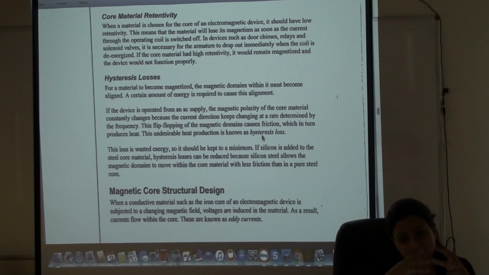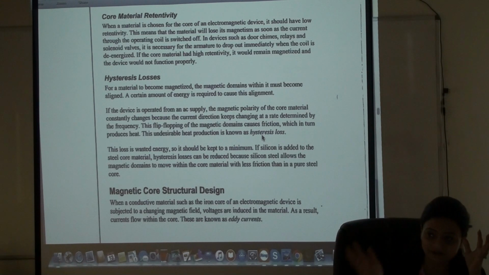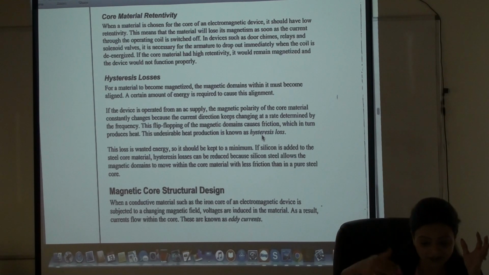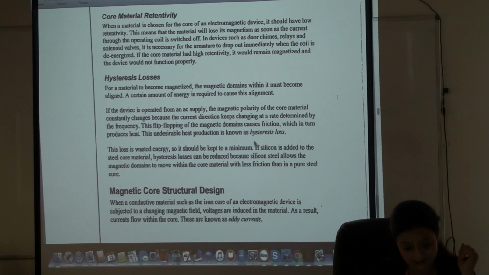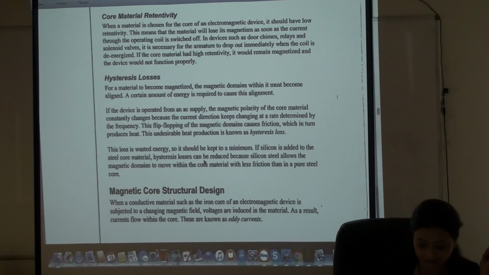In easy language, the amount of loss that has happened because you magnetized something and now you're trying to demagnetize it is called hysteresis loss. This loss is wasted energy. It shall be kept to a minimum. If silicon is added to the steel core material, hysteresis losses can be reduced. Just the story.